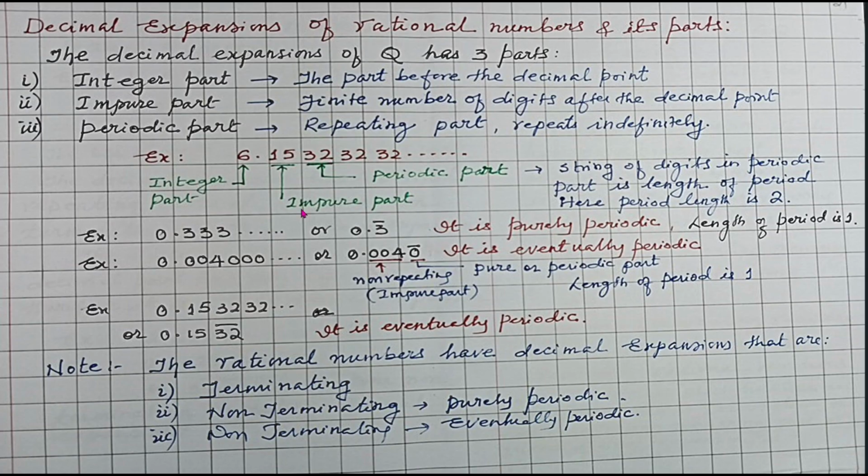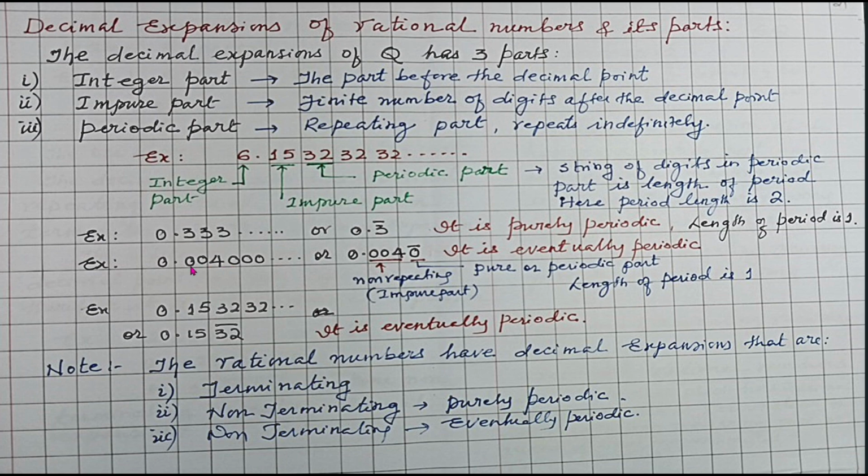So please remember that. Now let us take one more example. 0.333 is 0.3 bar. After the decimal point only 3 is repeating, and therefore it is a pure non-terminating recurring decimal expansion. The length of the period is 1 here, and it is purely periodic. Please understand, it is purely periodic.